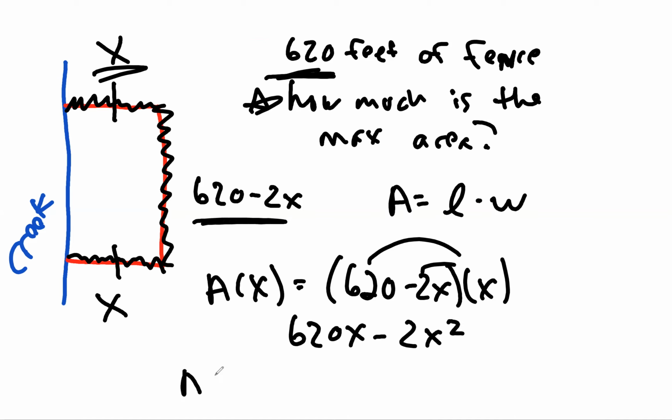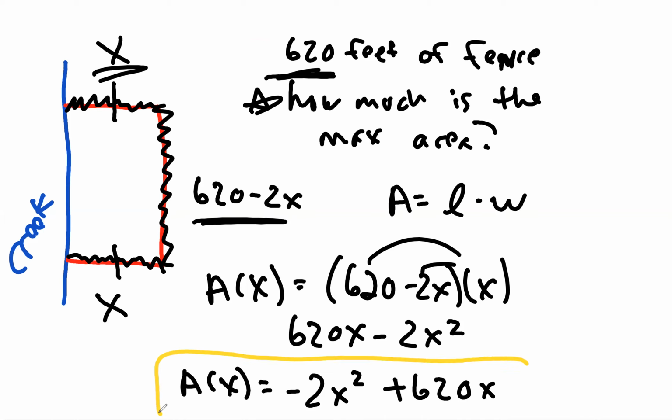Well, I want my function to be written in degree descending order. So I'm going to flip this thing around and say that a of x is negative 2x squared plus 620x. Now, all the work that I've done so far has led me to this particular function. And this little guy right here, this is the function that I'm going to use. Now, since I'm asking how many, what I really need is the y value.